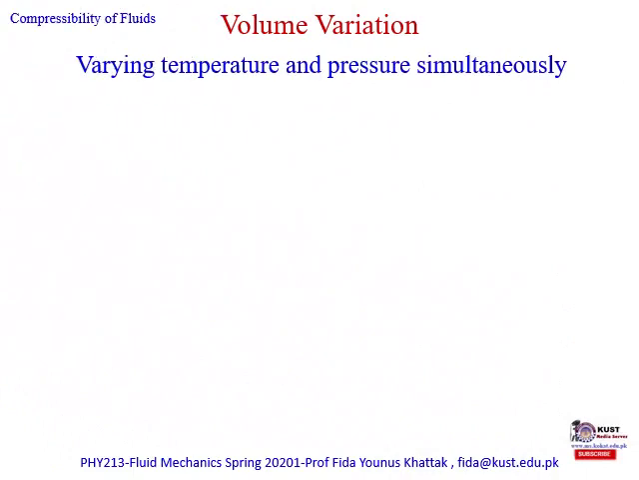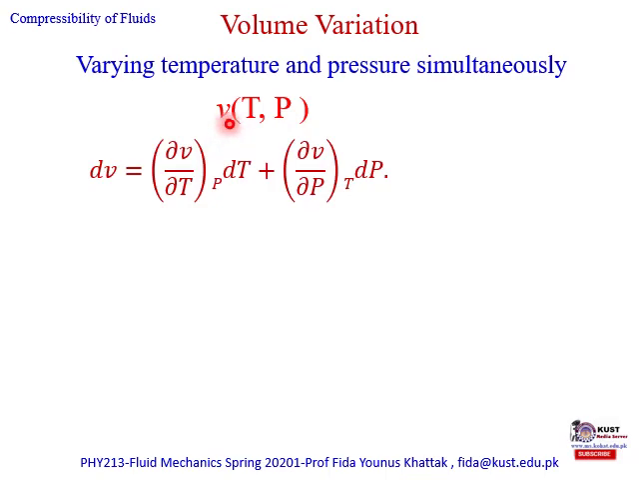Now, when we vary the temperature and pressure simultaneously, we have the volume V as a function of temperature and pressure. We can write down the total variation in the volume as the change in the volume as a function of change in the temperature plus the change in the volume as a function of change in the pressure. So adding the two changes together, we get the total change in volume. So dV is equal to del V over del T at constant P into dT plus del V over del P at constant T into dP.